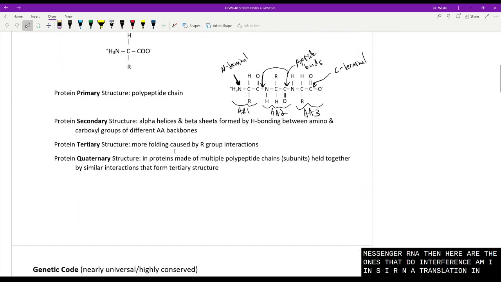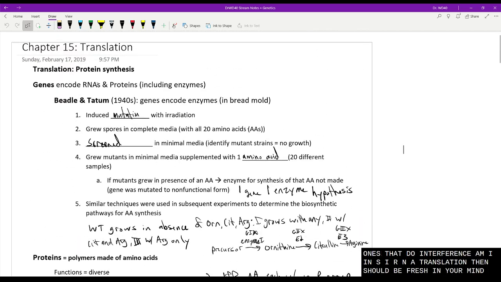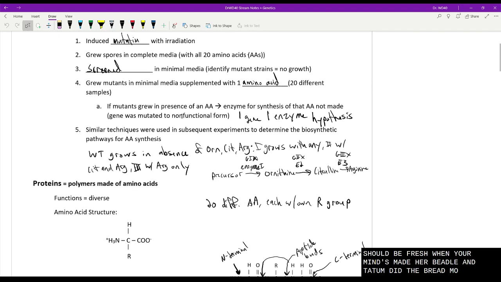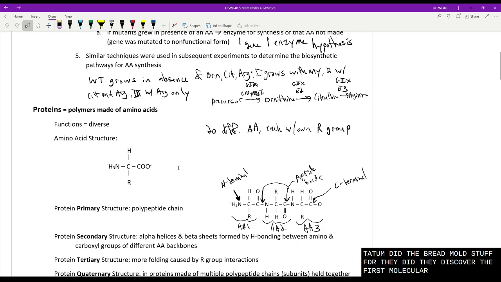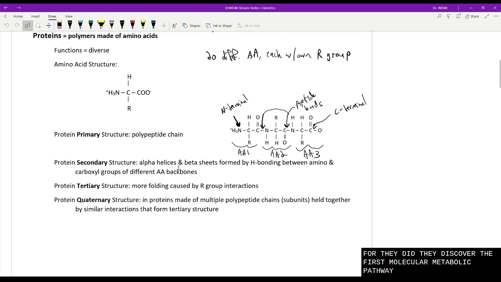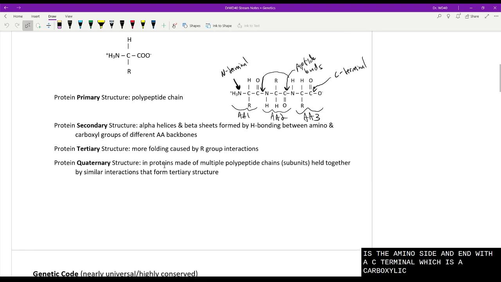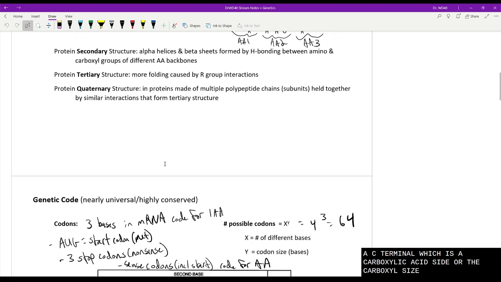Translation then should be fresh on your minds. Remember, Beadle and Tatum did the bread mold stuff where they discovered the first molecular metabolic pathway. General structure of a protein here: a big part of this is to know that the N-terminal is made first and the C-terminal is the last one made in translation. So if you write out a protein sequence, you always start with the N-terminal, which is the amino side, and end with the C-terminal, which is the carboxylic acid side, or the carboxyl side.